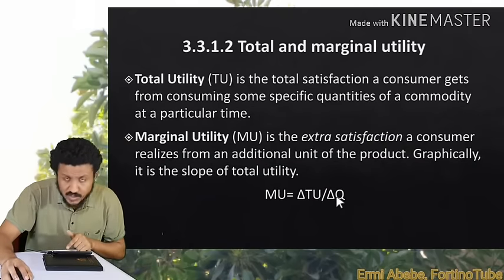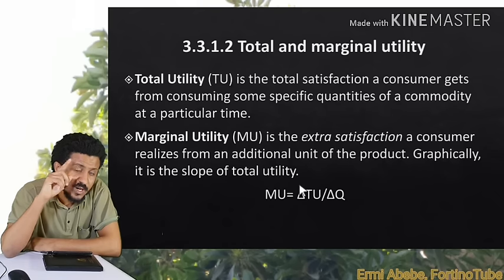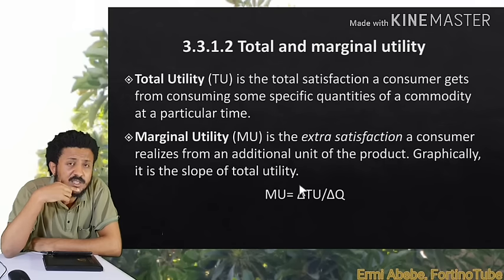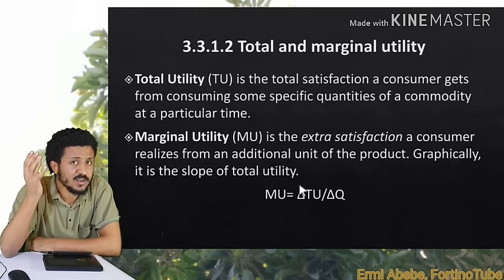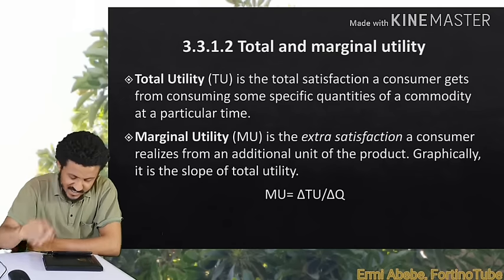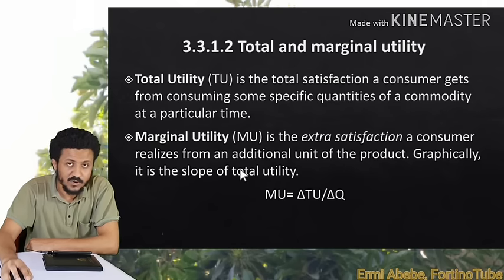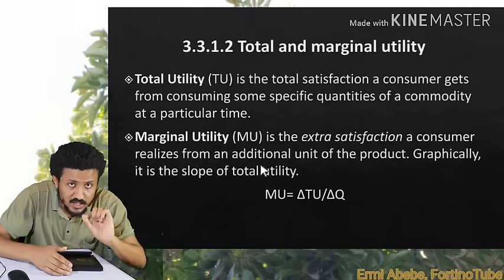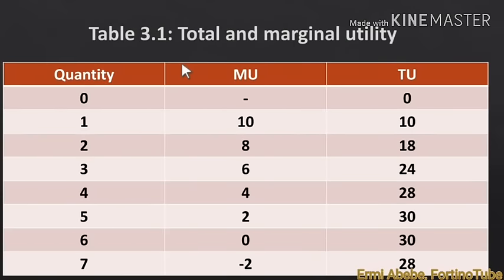ነው, change in Q ማለት ደግሞ Q 2 minus Q 1. So TU 2 minus TU 1 divided by Q 2 minus Q 1. ከምን ጋር ይመሳሰላል? It is similar to y2 minus y1 divided by x2 minus x1, which was the slope of a given line. ስለዚህ marginal utility graphically is the slope of total utility. መሰረታዊ ነገር በደንብ አንደርስታንድ አድርጓል. Marginal utility is the slope of total utility.